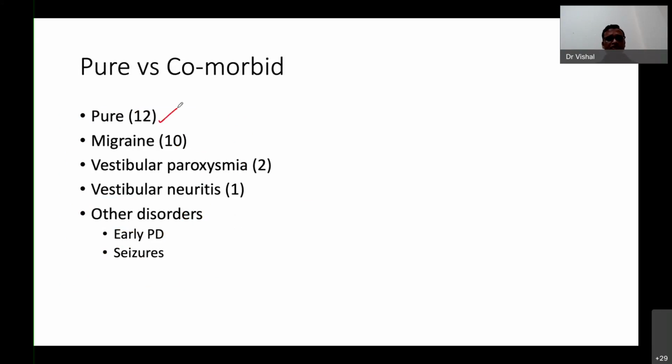So in pure form it was seen in 12, and associated migraine was seen in 10, vestibular paroxysmia in 2. One patient had an old episode of vestibular neuritis on his VNG, and one patient I have shown last time has early Parkinson's, where on one side he has rigidity and he feels that the car is veering to one side. And one patient had associated myoclonus, in which the antiepileptic drugs helped the patient to recover.